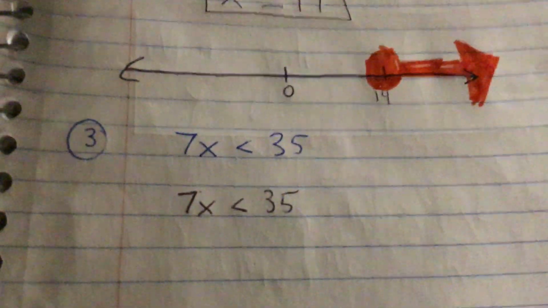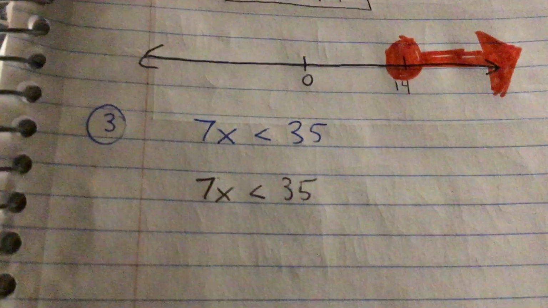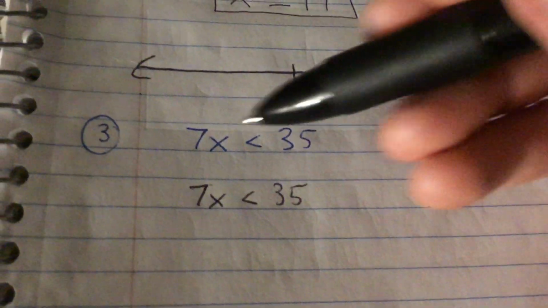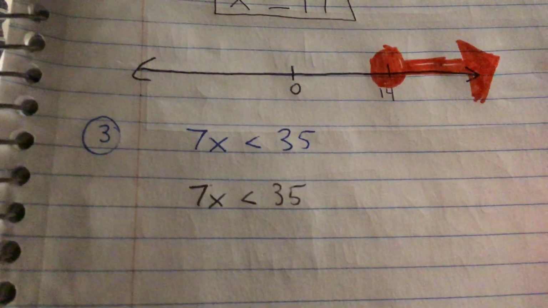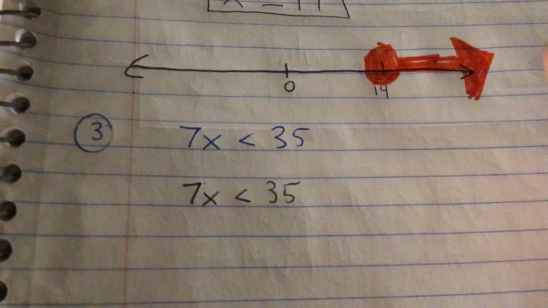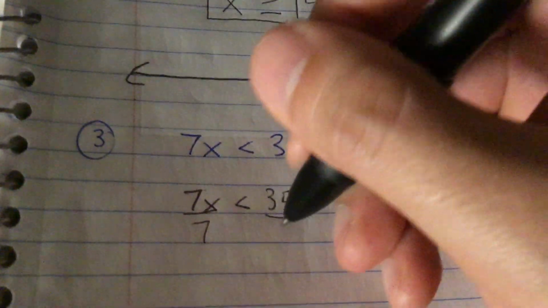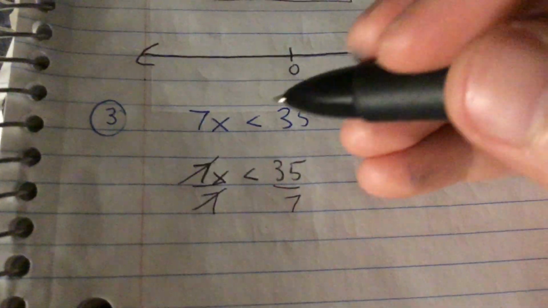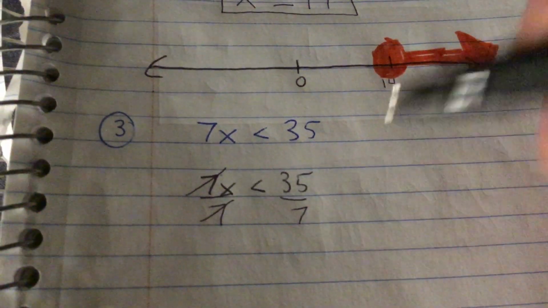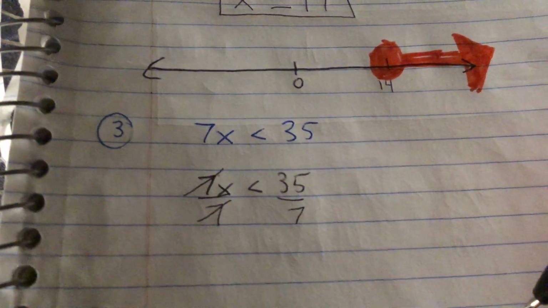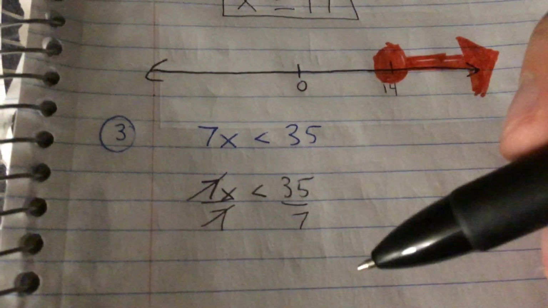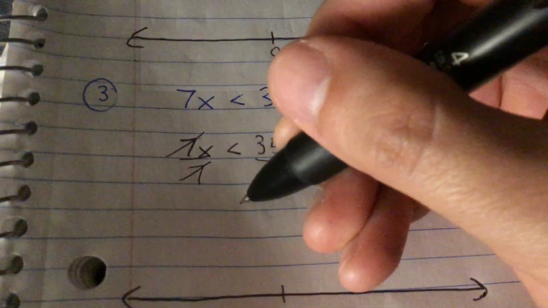All right, so now 7x is less than 35. What do we do for 7x is less than 35? Well, pretend this is an equation: 7x equals 35. What would I need to do? Well, I would divide both sides by 7. Now, remember, the rule is tricky for flipping a sign when it comes to division. Did I divide both sides by a positive number or a negative number? I divided both sides of the inequality by positive 7, so this symbol stays true.